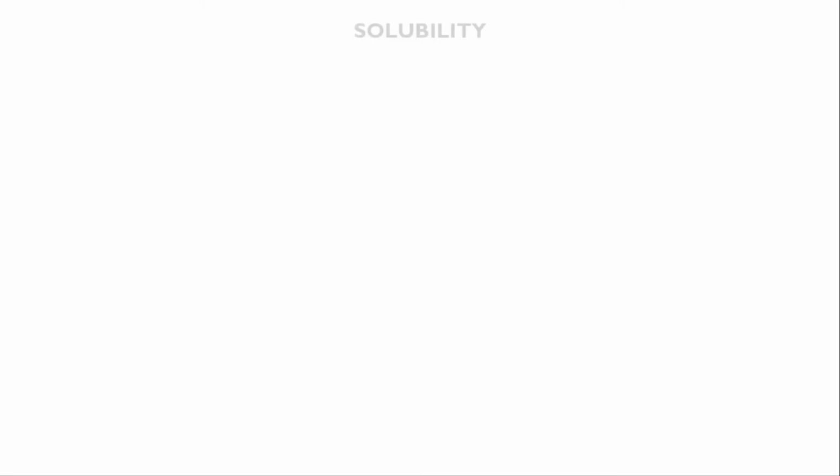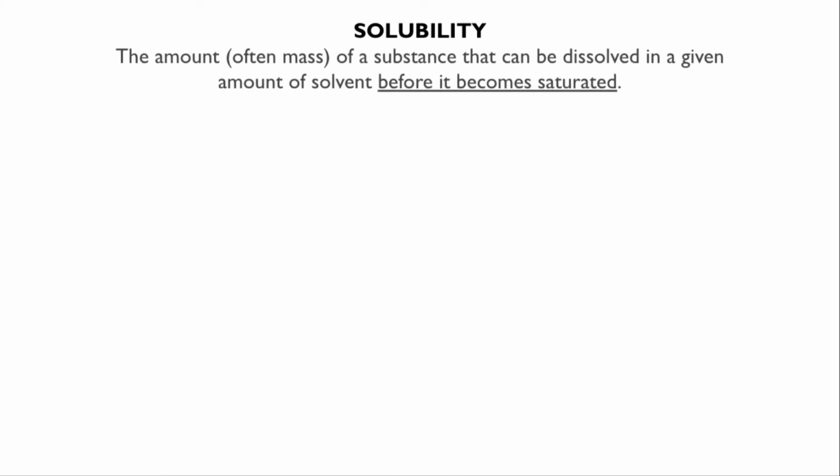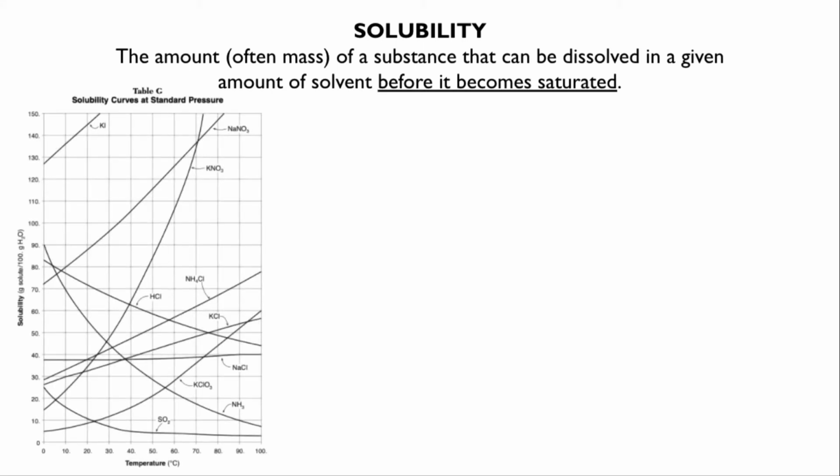The final term we want to think about is solubility. Solubility describes the amount, often a mass, so the amount in grams, of a substance that can be dissolved in a given amount of solvent before the solvent becomes saturated, or before the solution becomes saturated. So the most common way to think about solubility for us is looking at table G on our reference table. It's showing a series of solubility curves.